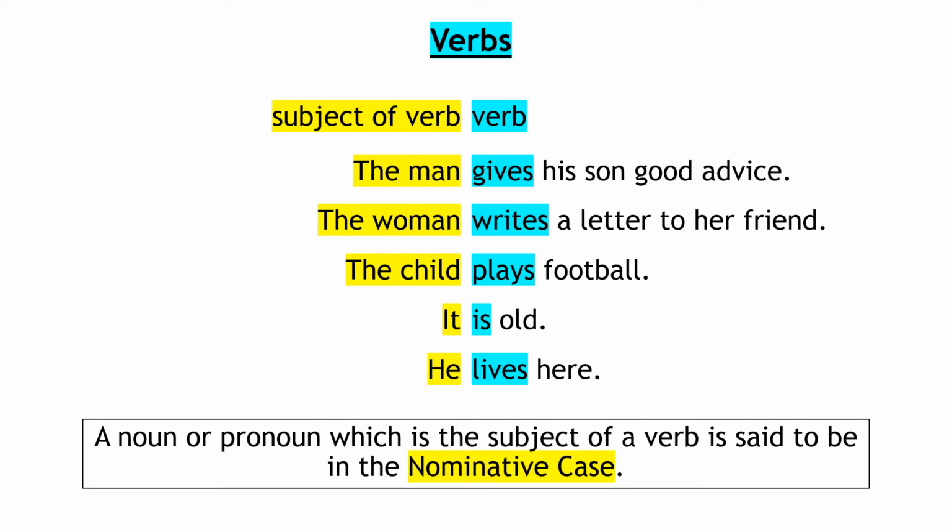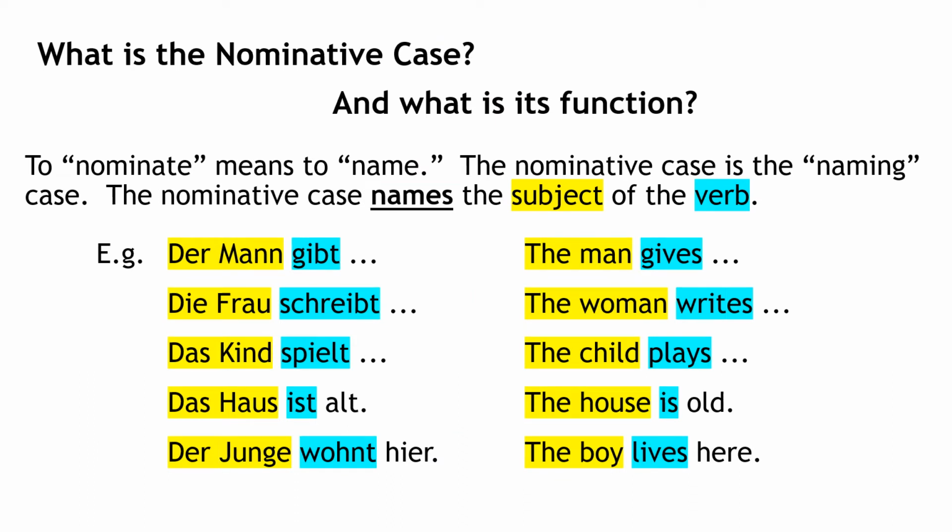A noun or pronoun which is the subject of a verb is said to be in the nominative case. In our examples, the man, the woman, and the child are nouns in the nominative case, and the words it and he are pronouns in the nominative case. Earlier in the video we pointed out that to nominate means to name, that the nominative case is the naming case, and that the nominative case names the subject of the verb.